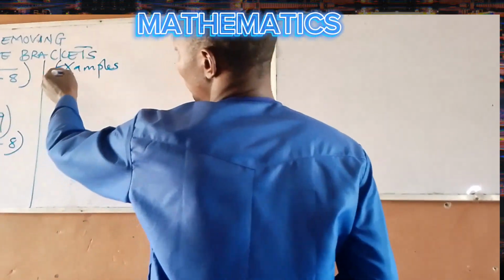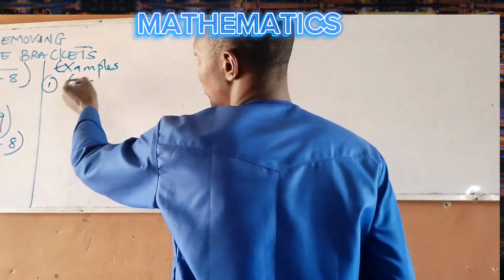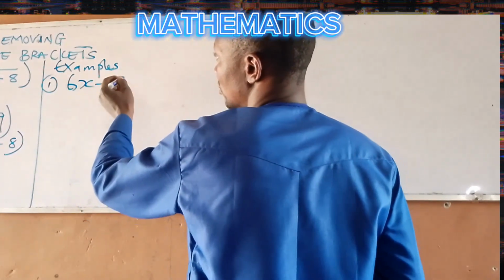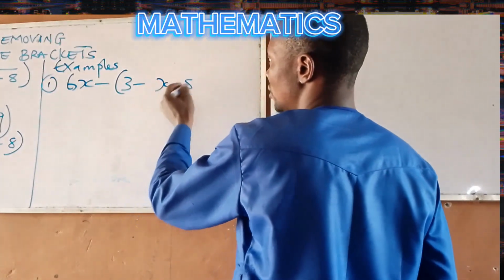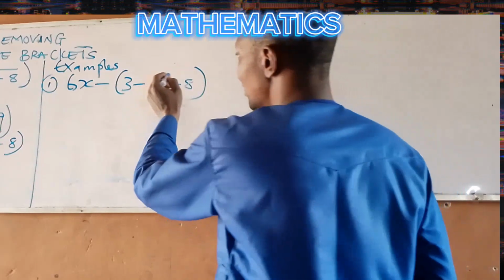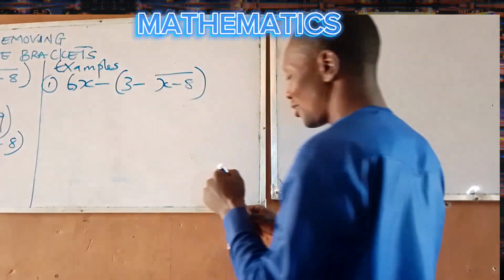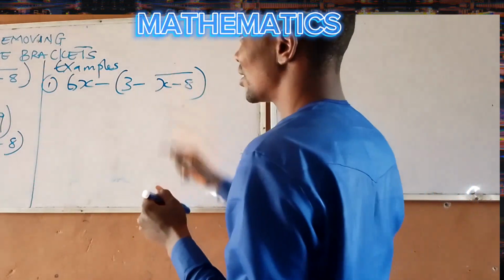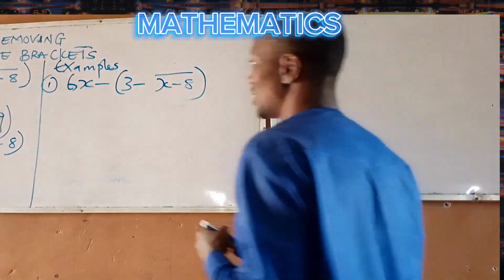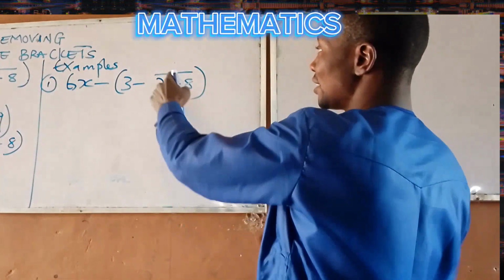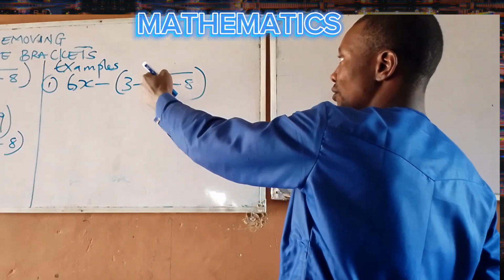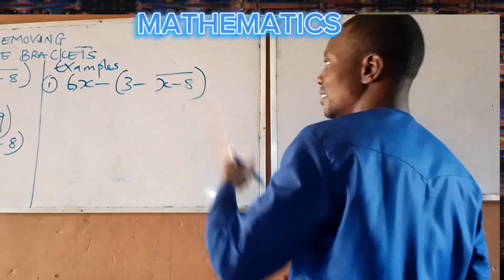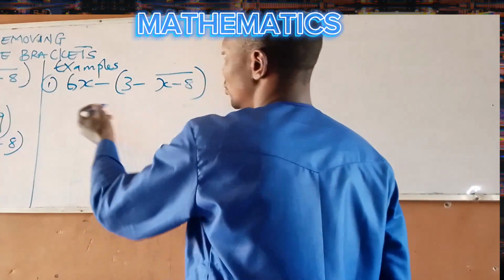The first one, we have 6x minus open bracket 3 minus x minus 8. Now, there is a line here. The confusion in the question is this line. What does it really mean? I'm going to attempt it in a simple way. Whenever you see a line across, just check the beginning of the line to where the line ended. So you know what to do.